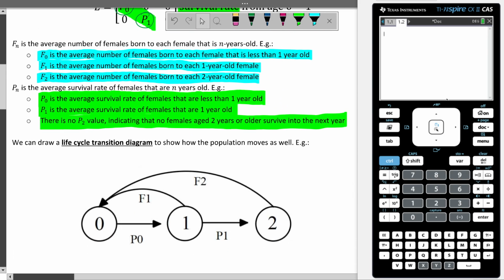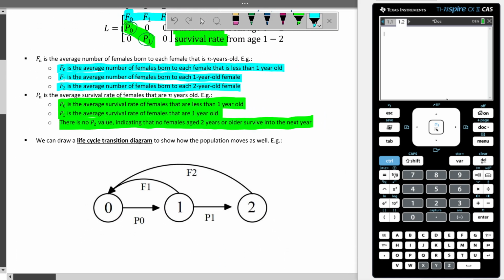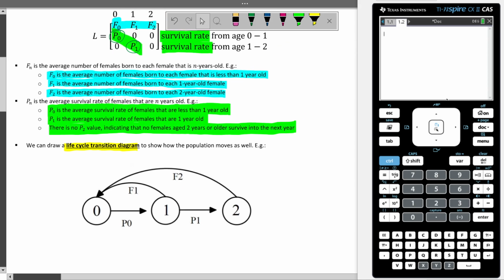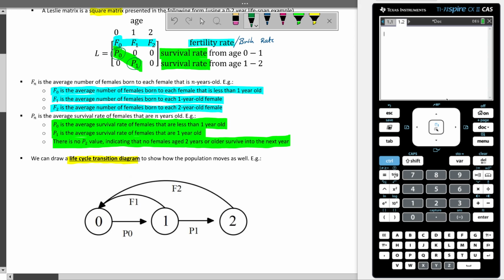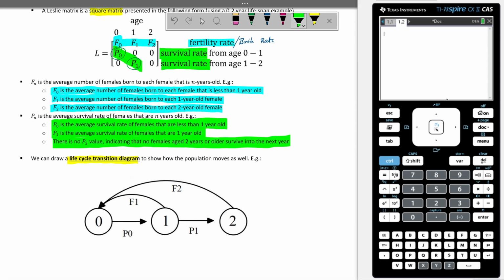Now, there is also something called a life cycle transition diagram. Ta-da. The life cycle transition diagram is just another way of representing the information we have in a Leslie matrix. Okay, so this P of 0 and P of 1, this diagonal here, is represented by these numbers. So this is telling me the average survival rate of a 0-year-old to a 1-year-old, the average survival rate of a 1-year-old to a 2-year-old. And then we have people going back, and this is the fertility. So these are the fertility ones.